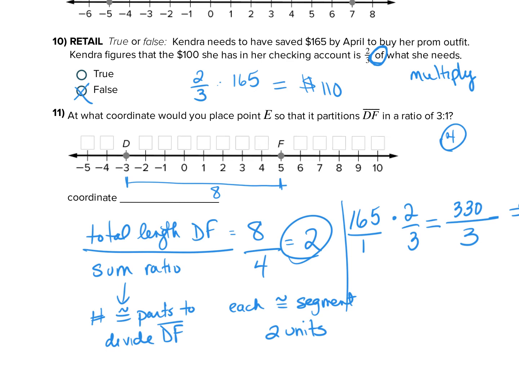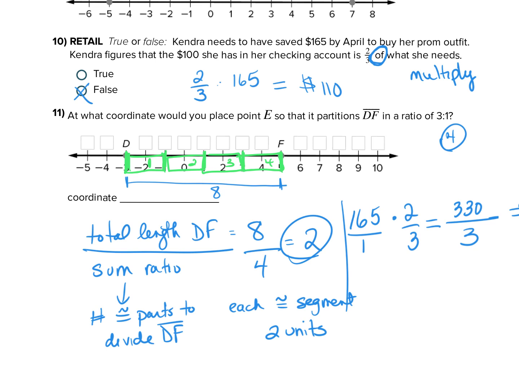Okay, so starting from D, let me change colors here, it's a little bit better. So -3 to -1 is 1 piece. -1 to 1 is 2 pieces. 3 pieces, 4 pieces. Okay. So here are my 4 pieces. And we want to place, so let me do this. So this is 1, this is 2, this is 3, and of course this is 4.